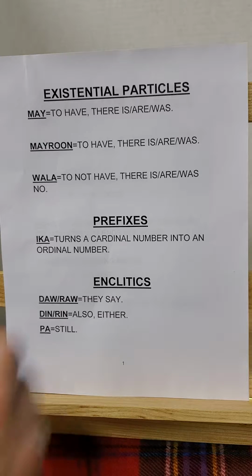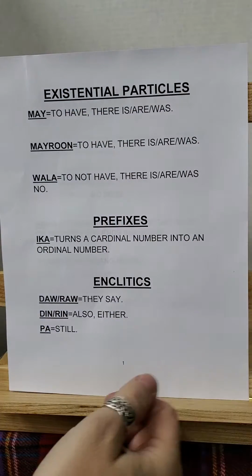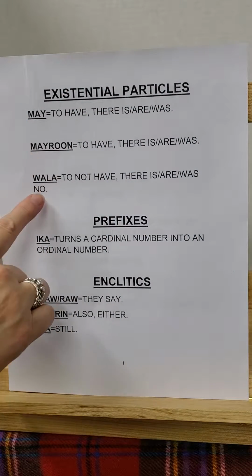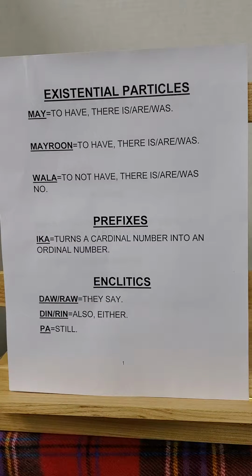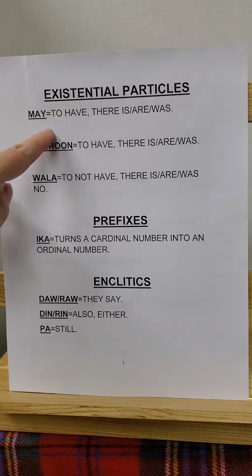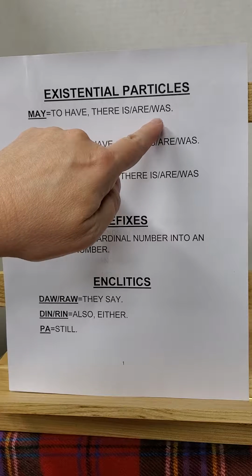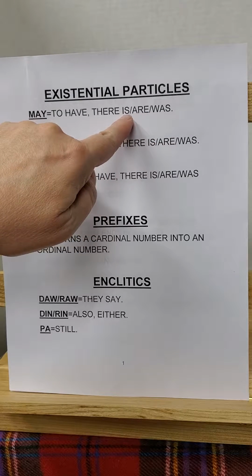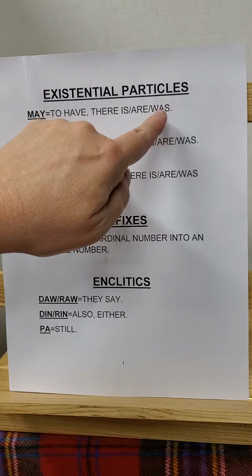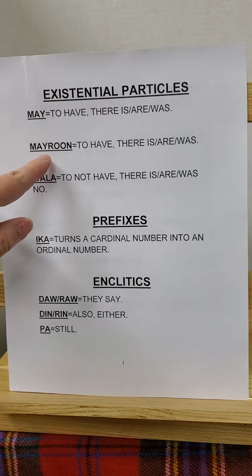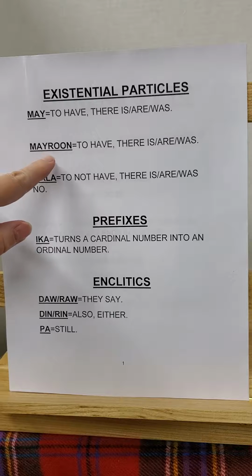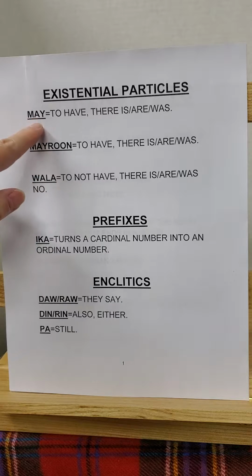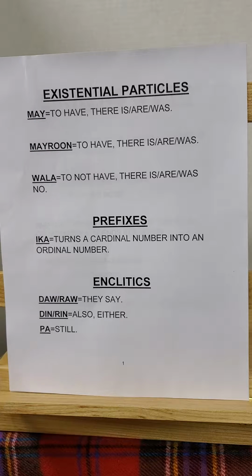Now, let's talk about existential particles. That's a long word, but existential or existent, it exists. So we have may, mayroon, and wala. May and mayroon are like when you have something, and wala is when you don't. So, may, to have, there is, are, was. Okay, because you know, is a singular, are plural, was is past tense. To have, may. Mayroon, to have, there is, are, was. These are presently, like a present time, present tense.